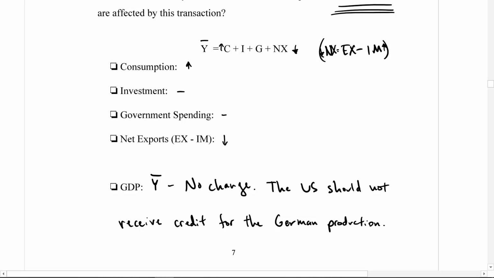Okay, and so that's why we need to subtract out any imports that come in, because those are going to ultimately end up getting consumed, and those need to be canceled out.